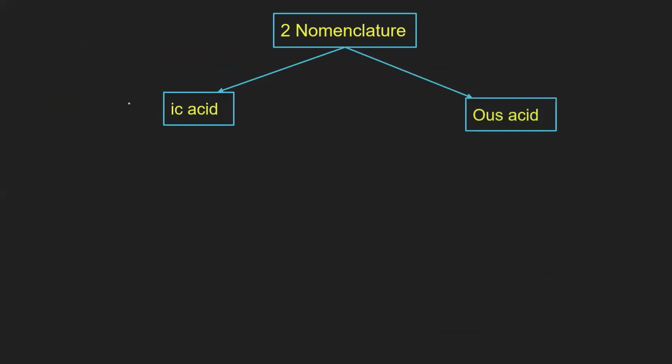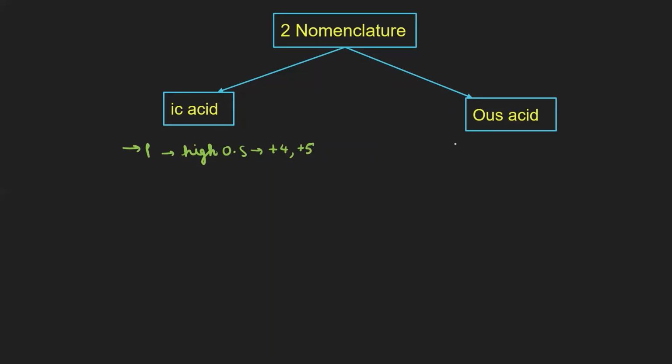There are two nomenclatures of the oxoacids of phosphorus, and these are ic acid and us acid. Based on this, we have two series of oxoacids of phosphorus. Now let us see what ic acid means. Here, phosphorus is present in a higher oxidation state, and that higher oxidation state could be +4 and +5. Whenever our phosphorus is present in a higher oxidation state in any oxoacid, then the name of that oxoacid will end with ic acid.